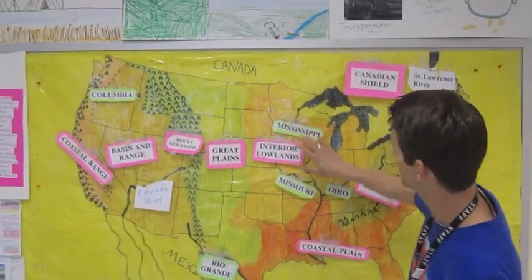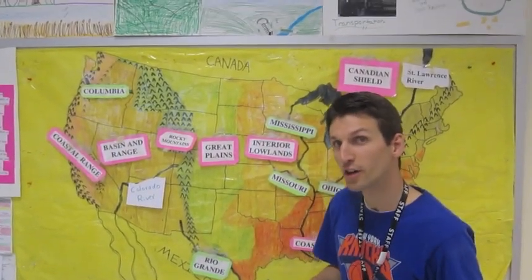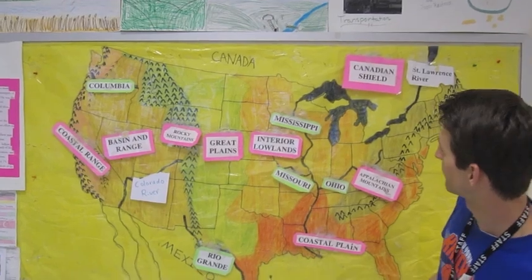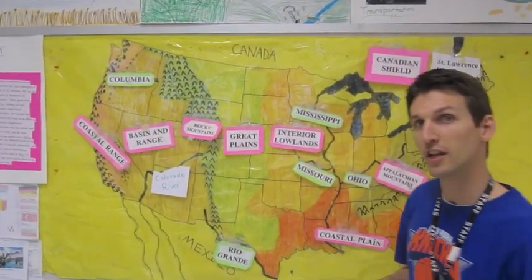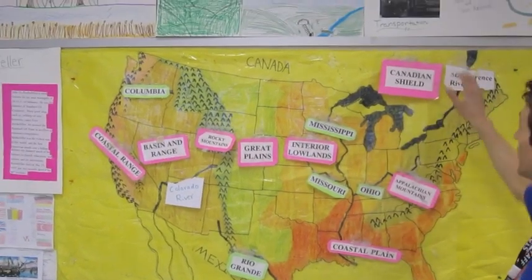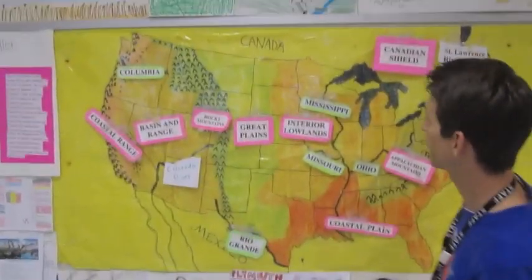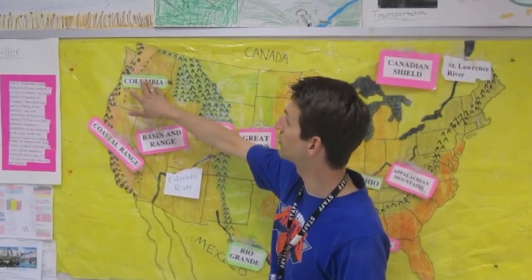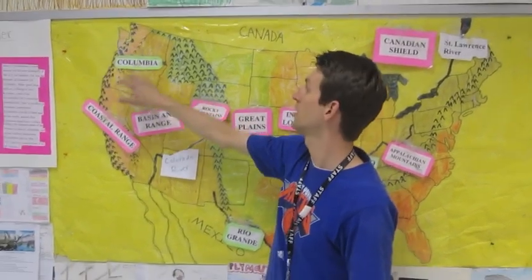The Missouri, Mississippi, they're the two BFF rivers. They're always together. And so the M&Ms, like candy. And then the Ohio River is right here, and the St. Lawrence. So for each river, for Columbia, you need to know that Lewis and Clark explored this river.